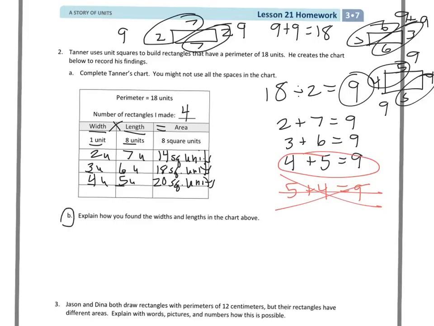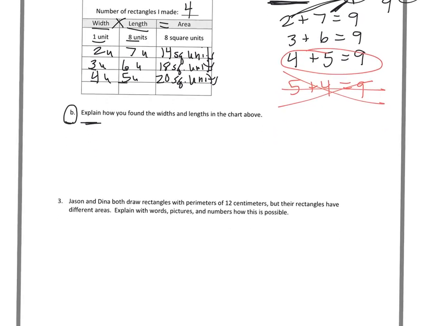So for B, I think you can take that explanation based on what we did. We took half of what we wanted to find with the perimeter and then made different addition combinations to get 9. And that's what our length and width were. So that explanation I think is going to be for you to put into your own terms.